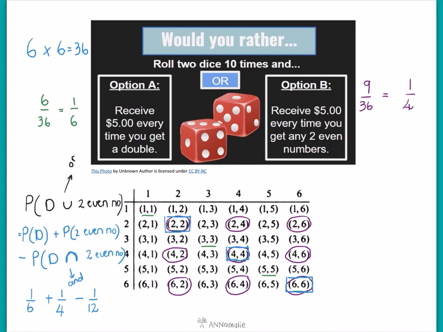And this then, if I have the same denominator, will be 2 over 12 plus 3 over 12 minus 1 over 12, which is then 4 over 12, and 4 over 12 is a third.